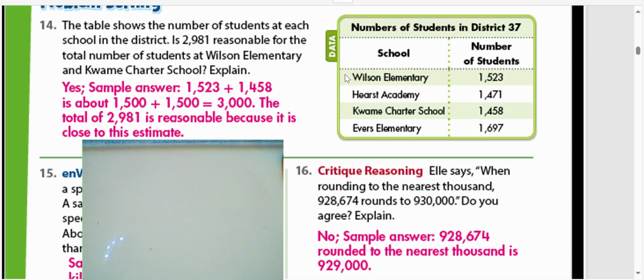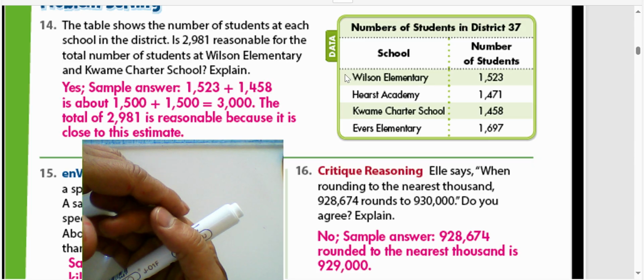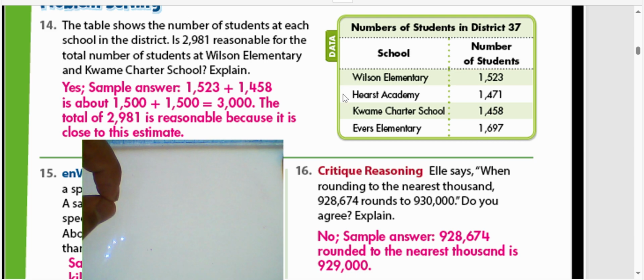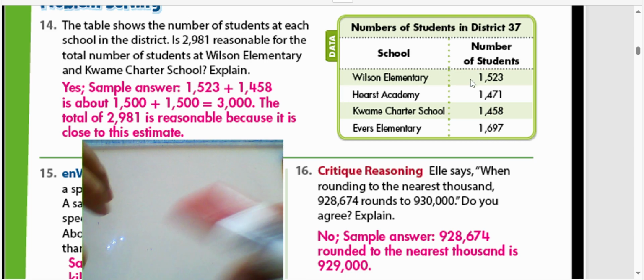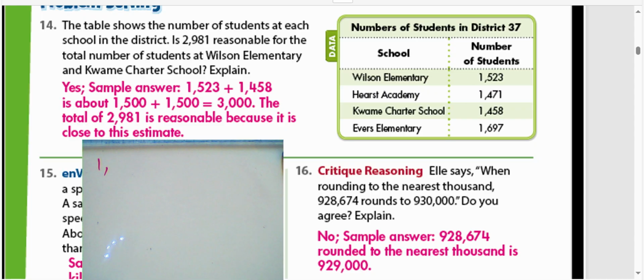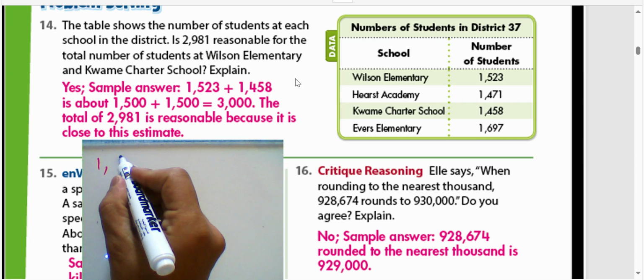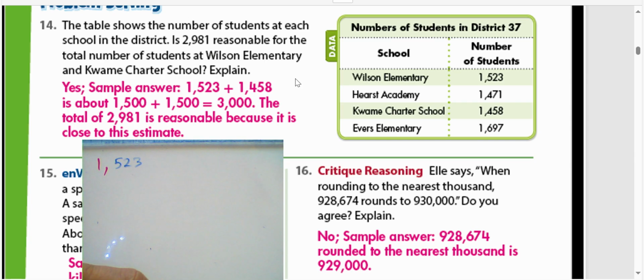Okay, we can add together first. The name of the school, Wilson Elementary. The number was 1,523. We can add together. The first number was 1,523, and the next number in the second school, the name of it was Kwame Charter School, Kwame Charter School, 1,458.